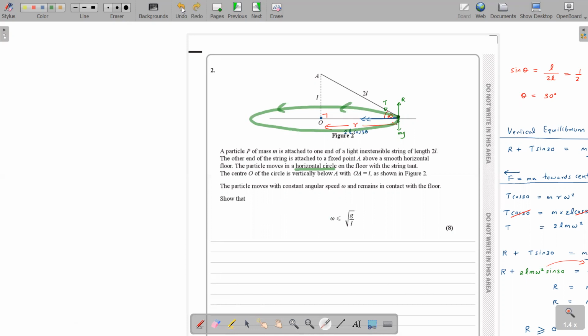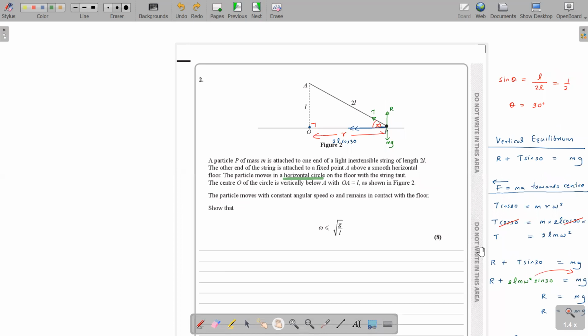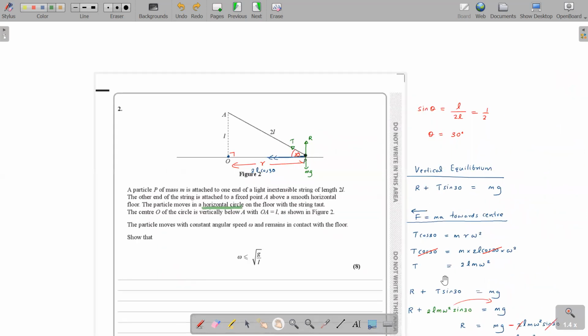Okay, so what do you need to do here? So guys, when it comes to horizontal circles, there are only two things to do. That is, you need to consider the vertical equilibrium, because even though the particle moves in a horizontal circle, it is vertically in equilibrium. All right, and then the second thing to do is to apply F equal ma towards the center, right? Those are the two concepts, and you should be able to derive any answer that they give you by using those two concepts. Okay. All right, so let's get started.